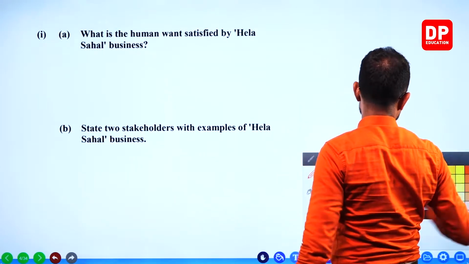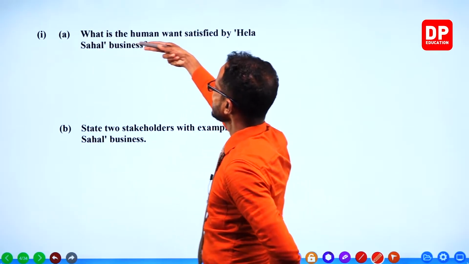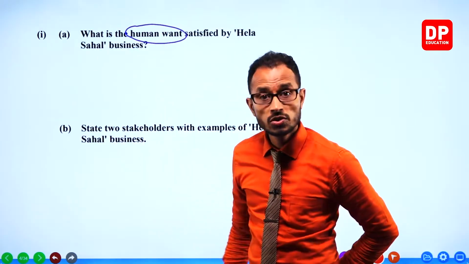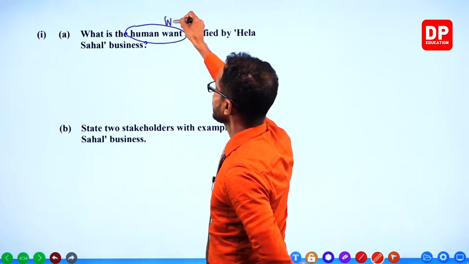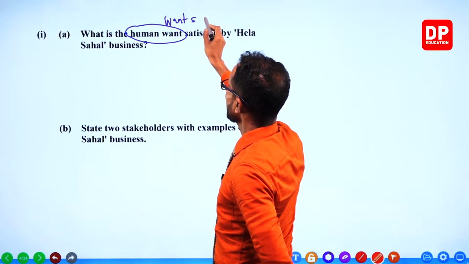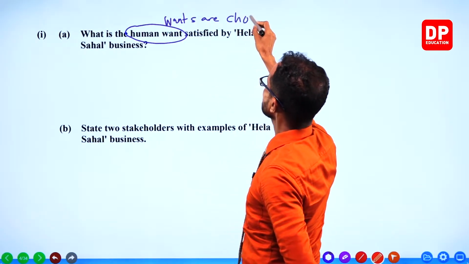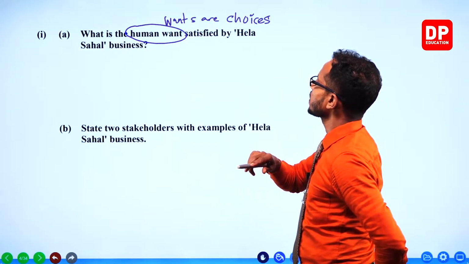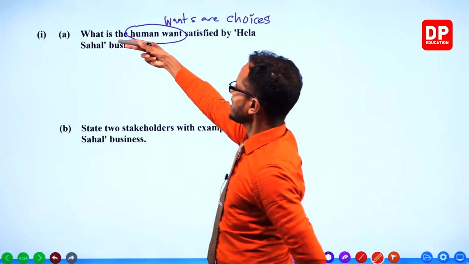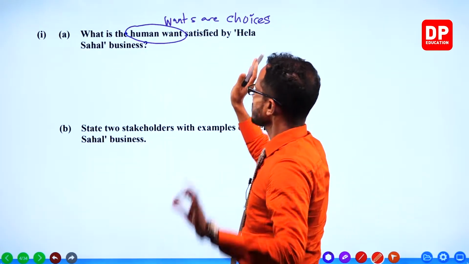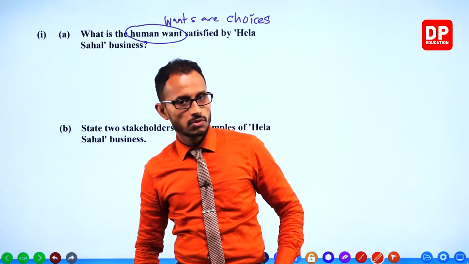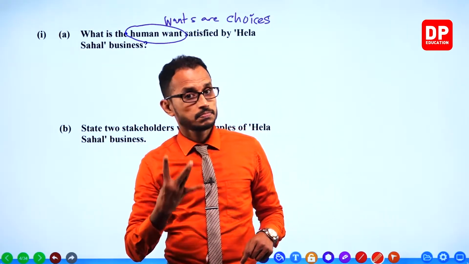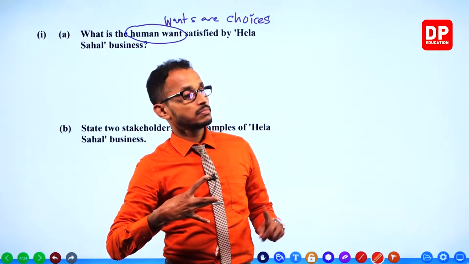Question number 1. What is the human want satisfied by Hela Sahal? Okay, they're asking about the want, not about the need. Wants are choices. Wants are your choices. What is the human want satisfied? Not the need. They're asking for the want.